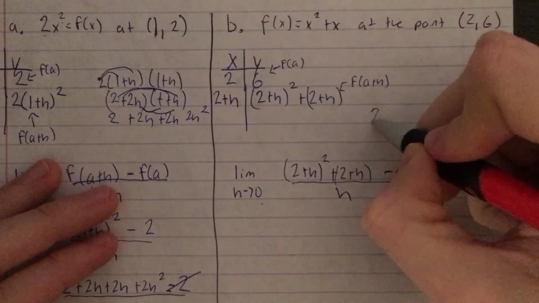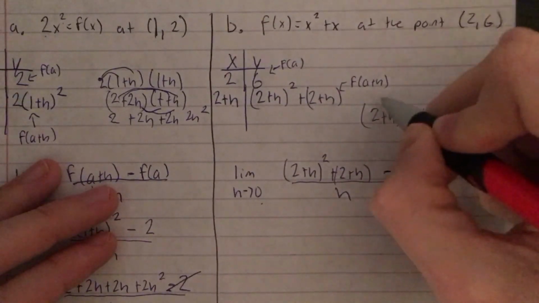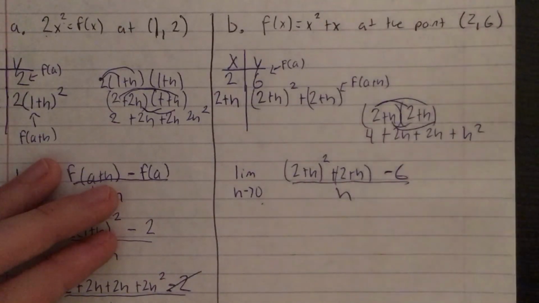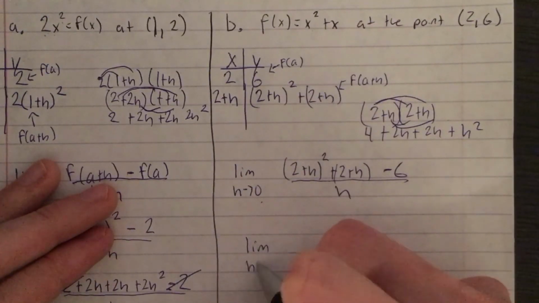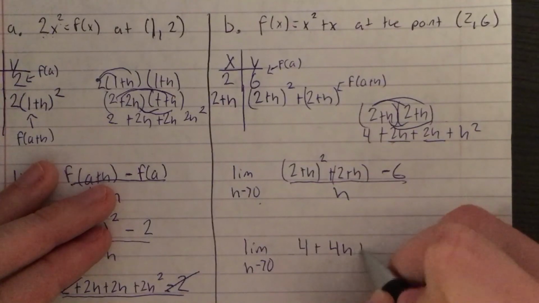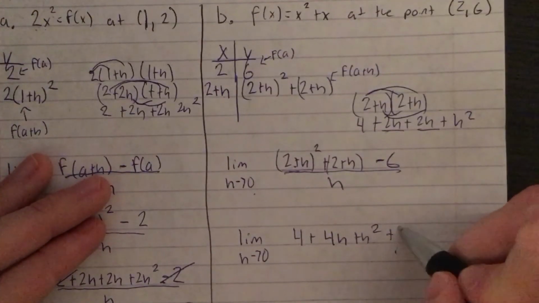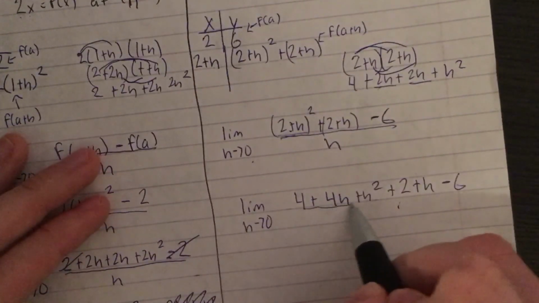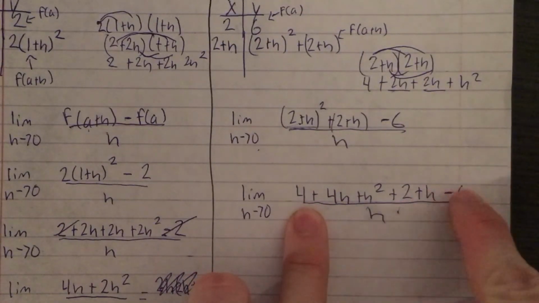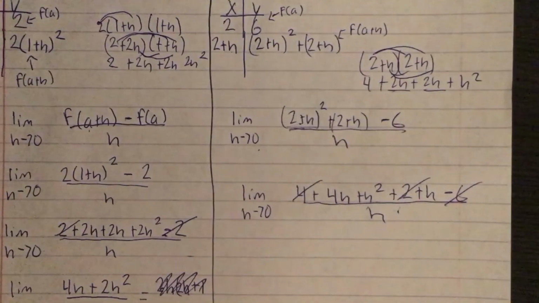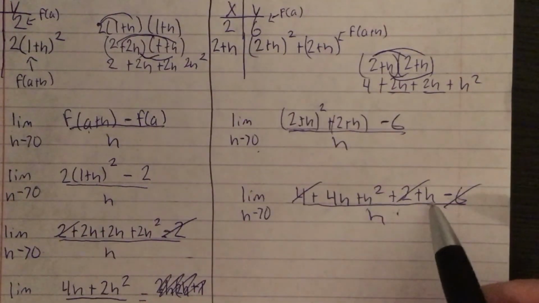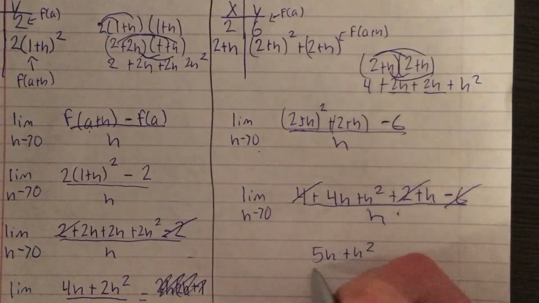So I'm going to work this up here. 2 plus h times 2 plus h. That's going to be 4 plus 2h plus 2h plus h squared. So if we rewrite this, the limit as h approaches 0 is going to be 4 plus, I'm going to go ahead and simplify these, that's going to be 4h plus h squared. That's what this part right here was. We've still got plus 2 plus h minus 6 divided by h. And let's combine our like terms. So we got 4 plus 2, which is 6, minus 6. So those are actually going to cancel out. If we combine these like terms, that's going to give us 5h plus h squared divided by h.